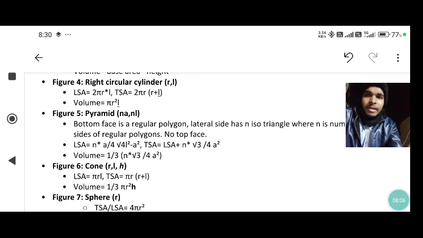So the lateral surface area of a right circular cylinder is 2 pi R into L, the total surface area is 2 pi R into (L plus R), and the volume is pi R square into L.